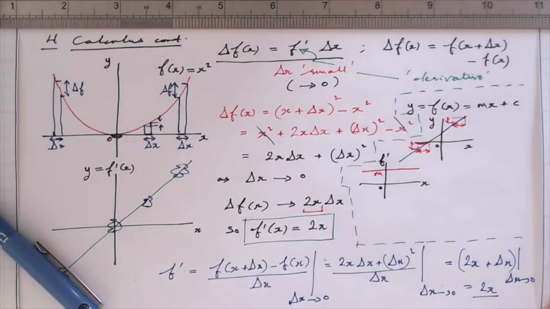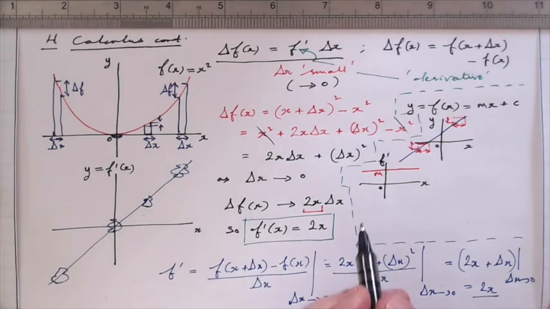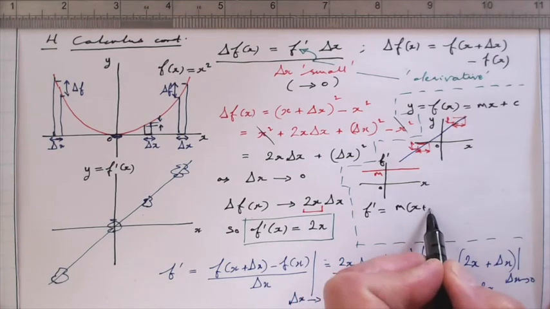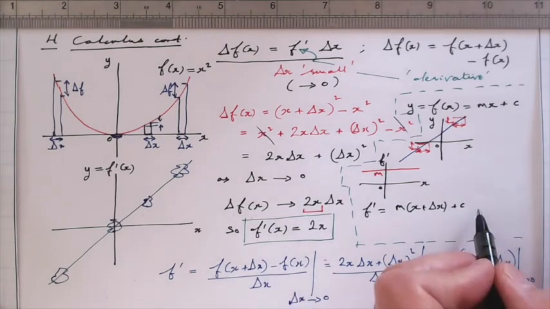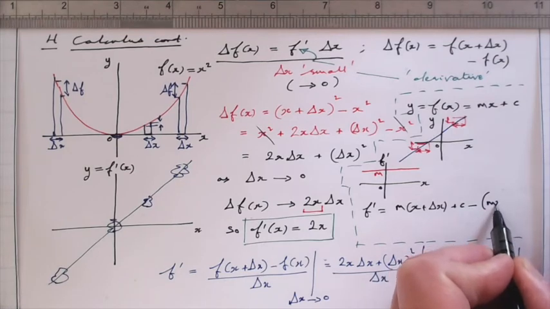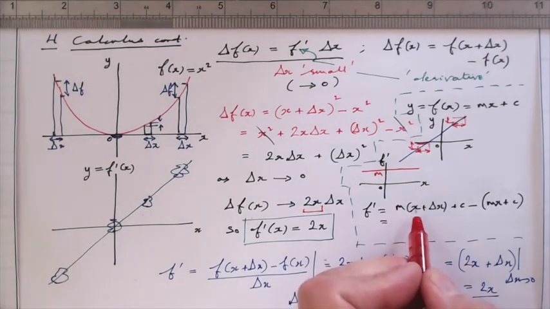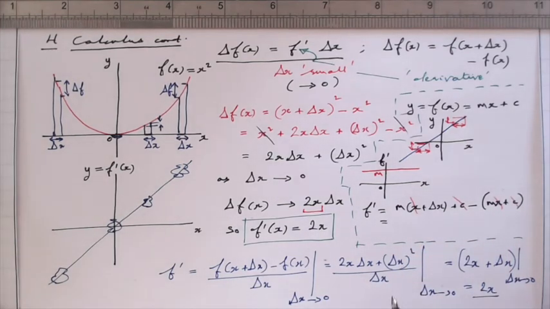I've got almost no space left, but I don't need too much space to derive this because it's very straightforward. So let's use this formula here. F primed is going to be the function evaluated at x plus delta x. So that's going to be m times (x plus delta x) plus c, take away the function evaluated at x, so take away, in brackets, mx plus c. And you see that a lot of these terms cancel. So m times x cancels with that m times x, c cancels with c, and I only have one term left.